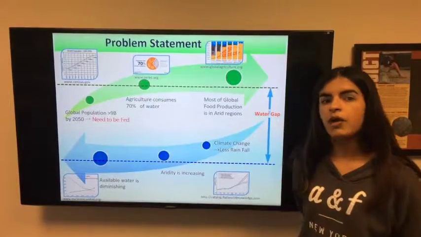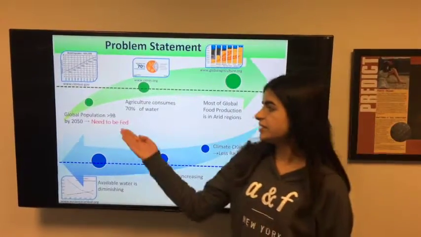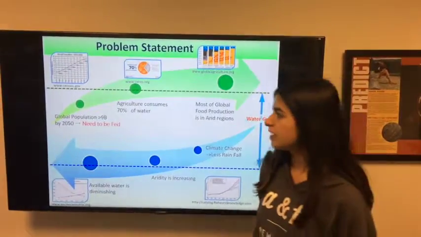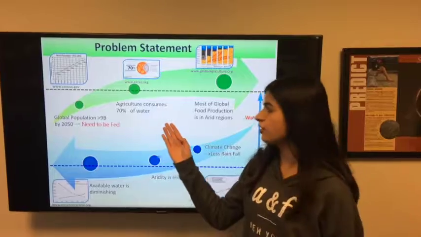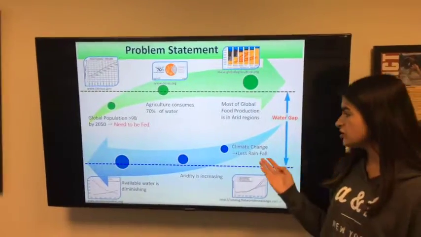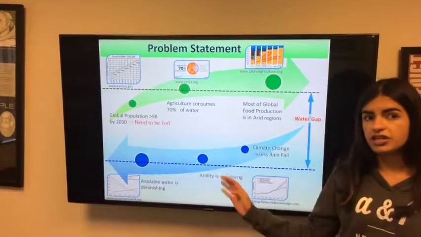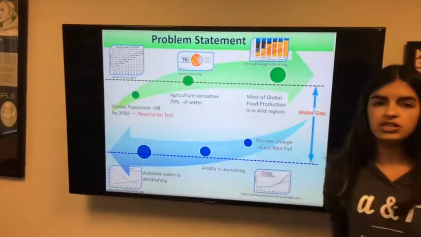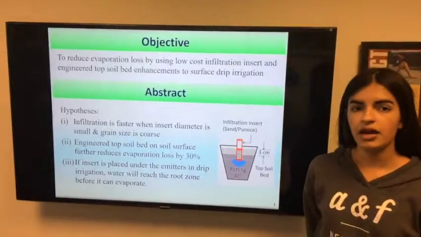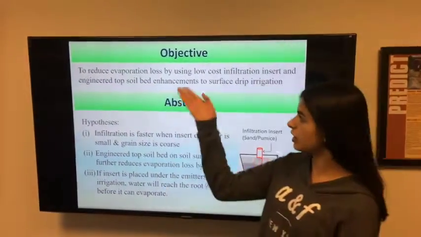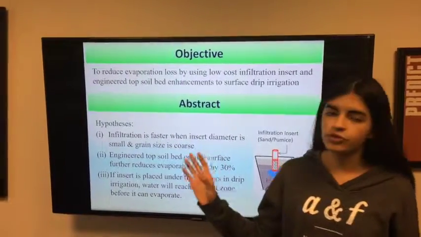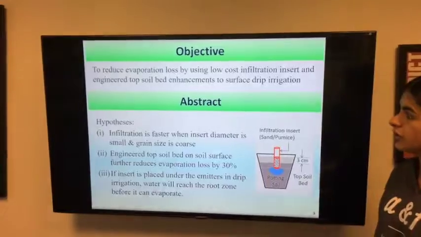My problem statement is, by 2050, the population will be more than 9 billion, and all these people need to be fed. Agriculture consumes 70% of water. Also, most of the global food production is done in arid regions. Climate change causes less rainfall, aridity is increasing, and available water is diminishing, and these factors create a food crisis and a water gap. My objective is to reduce evaporation loss by using a low-cost infiltration insert and engineered topsoil bed enhancements to surface drip irrigation.